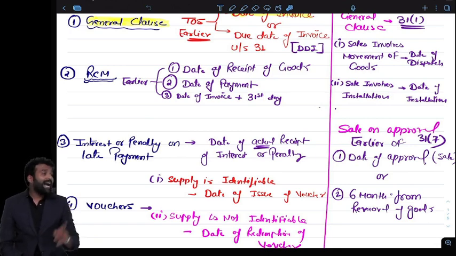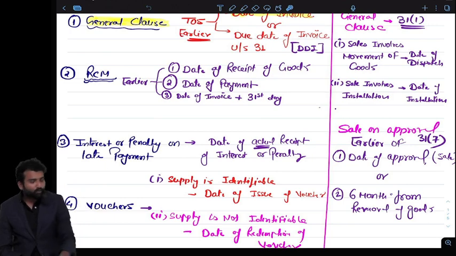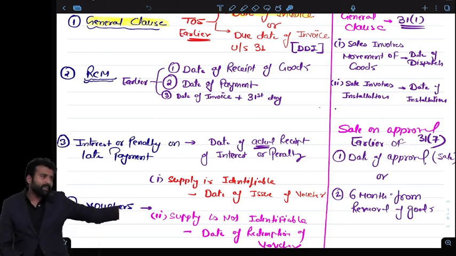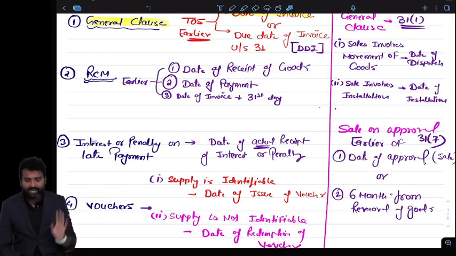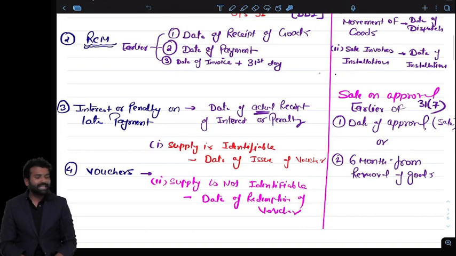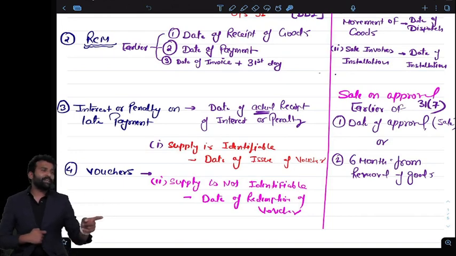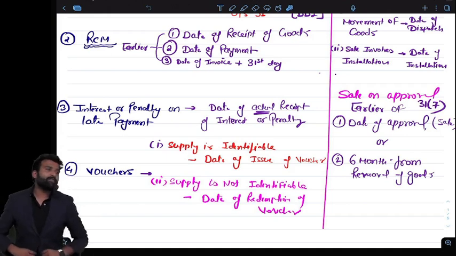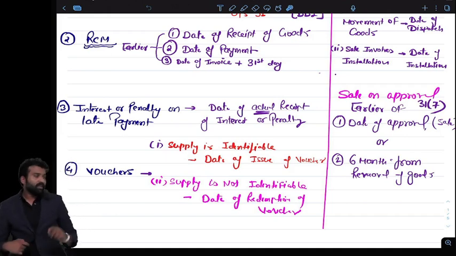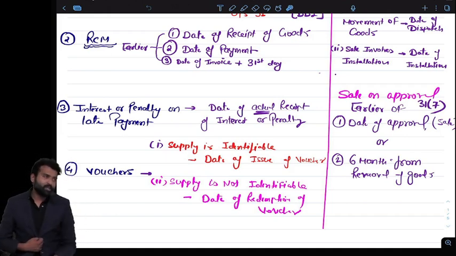For RCM, it is not DOI, DDI. For RCM, it will be receipt of goods, date of payment, or from invoice they will count 31 days, whichever is earlier. For interest, actual receipt of interest: whenever I receive the actual interest, I will be paying the tax. For voucher, if it is identifiable, then date of issue of voucher. If it is not identifiable, then date of redemption of voucher. That is regarding the time of supply for goods.